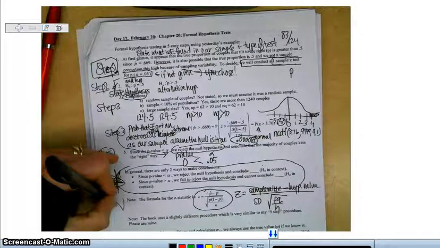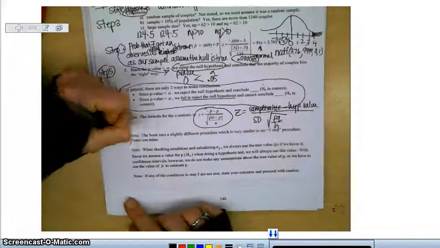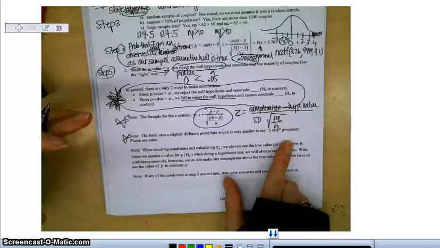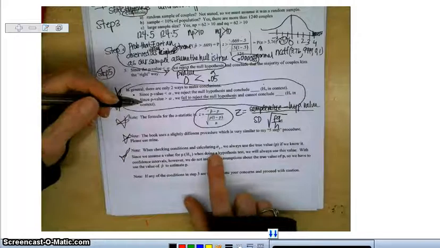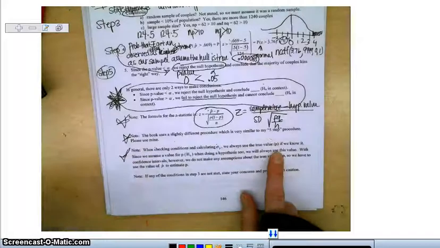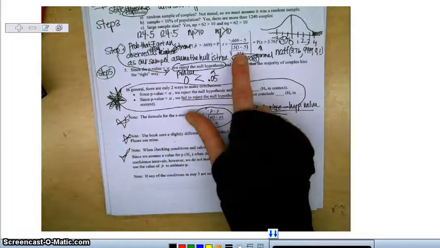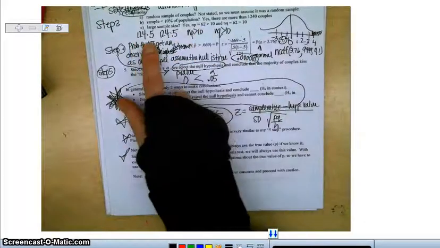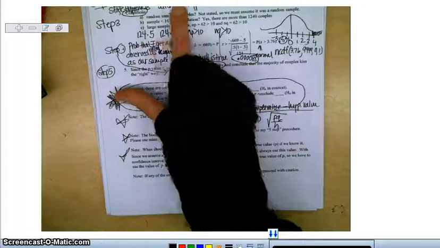So we already went over the formula for the z-statistic. And the book uses a different procedure. Use my 5-step procedure. When checking conditions and calculating the standard deviation of p hat, we always use the true value. So like right up here, when we check the conditions, we use 0.5, the ones from the null.